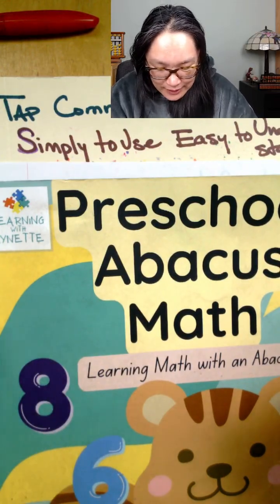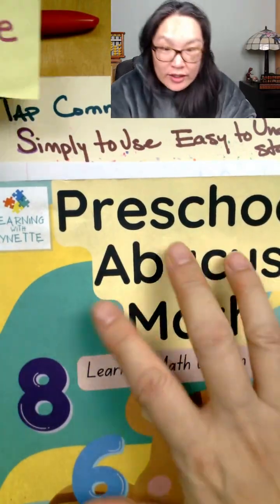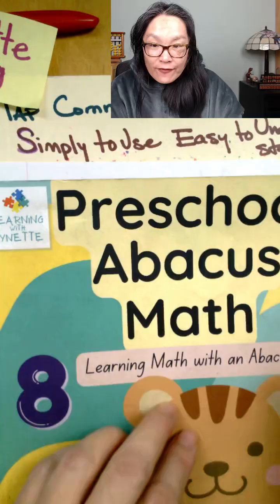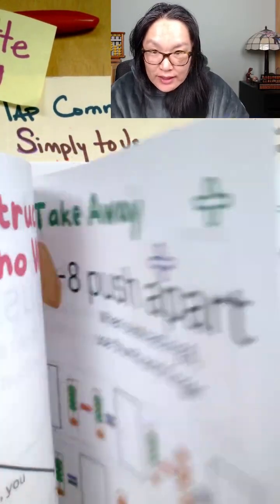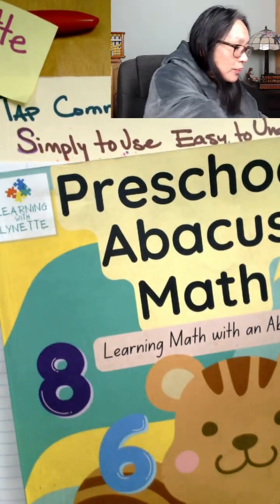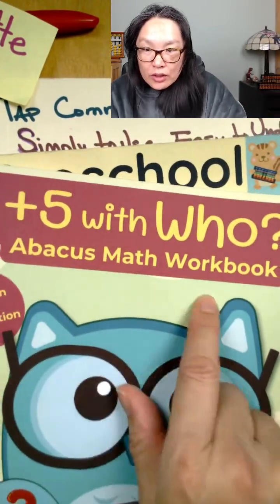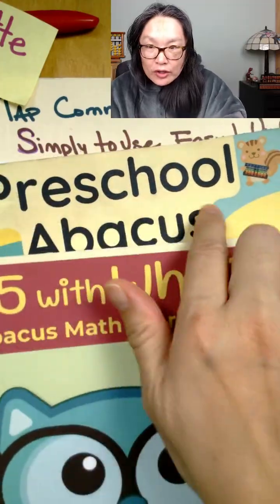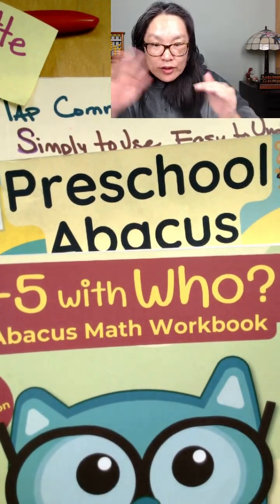So then, after this, when they finish doing the adding and subtracting, the next one would be this one. This is book 2. I'm going to have a book 1, but this is already kind of book 1 for the preschoolers.